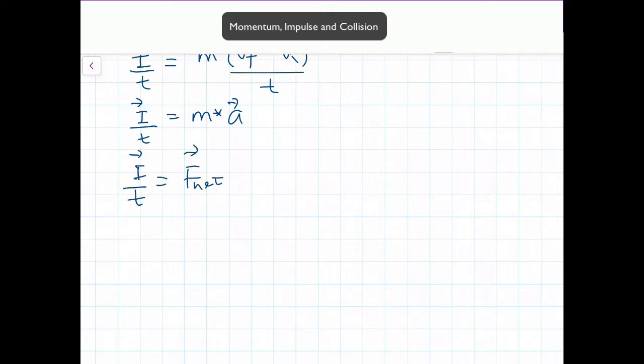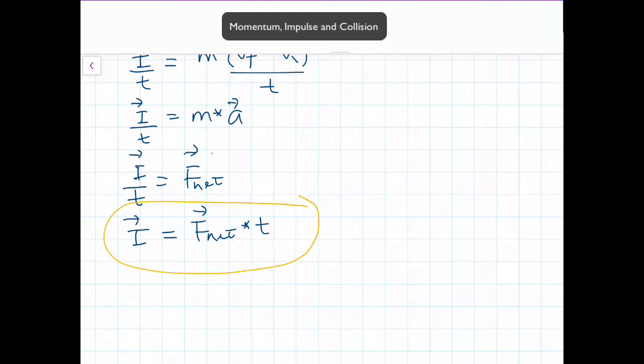So impulse can also be found as F net multiplied by time. The amount of impulse delivered to an object is equivalent to the net force acting on the object multiplied by the amount of time, or the contact time. So impulse equals net force multiplied by time.